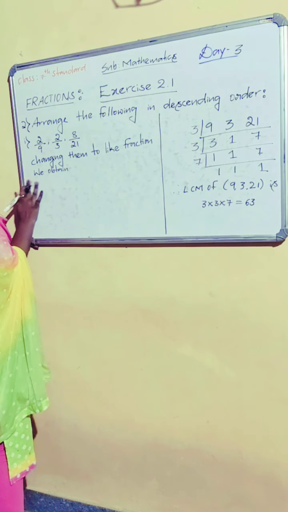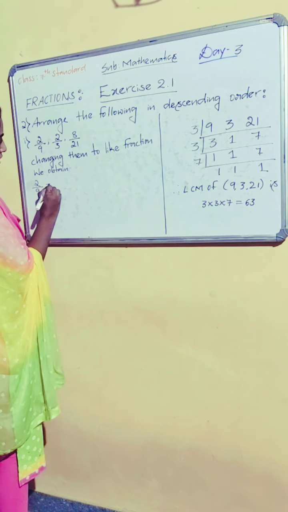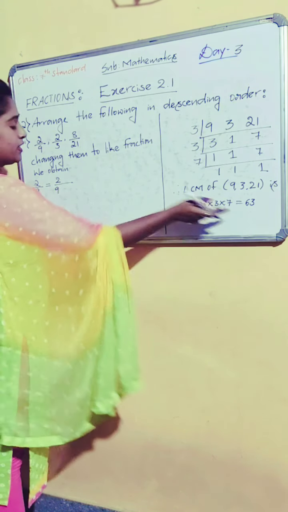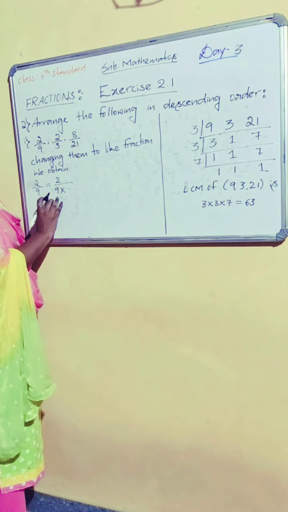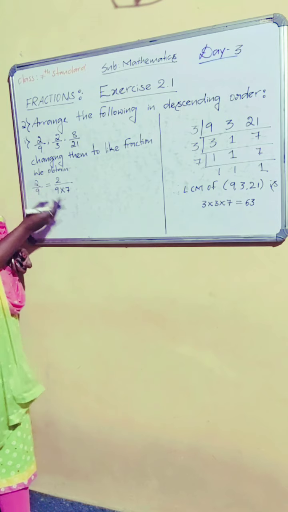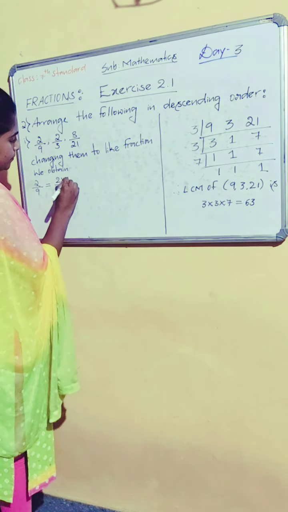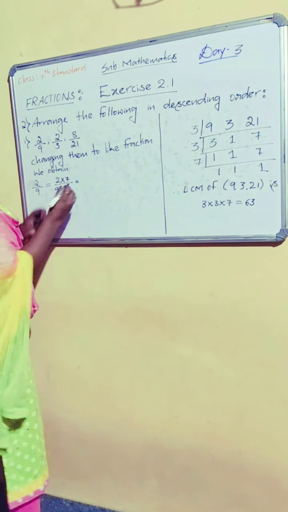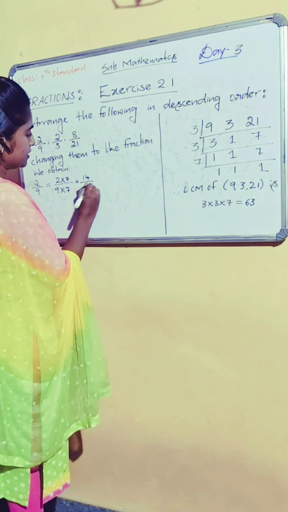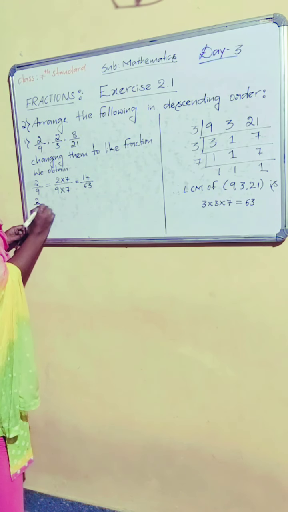So 2 by 9 equals 2 by 63. What is the number I have to multiply to the 9? 9 7s are 63, we will get, isn't it? If I am multiplying with 7, the same number should be multiplied with the numerator also, 7. So what I got: 2 7s are 14 by 9 7s are 63.